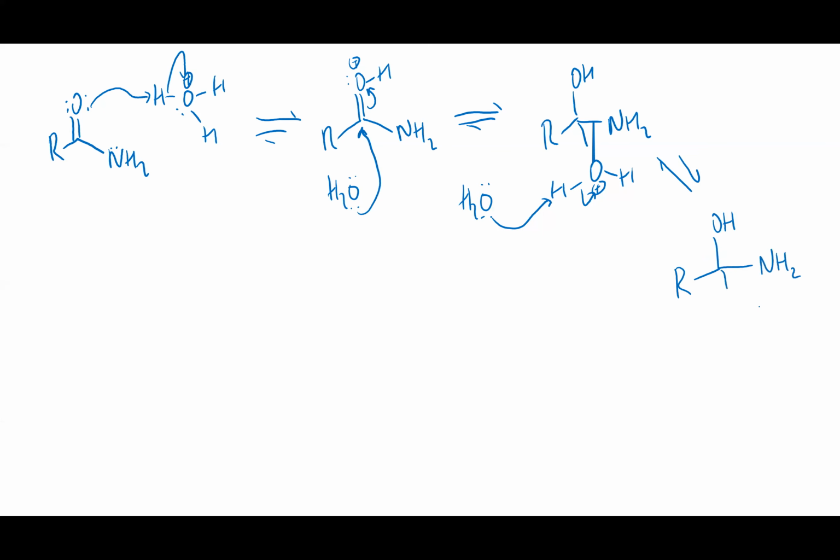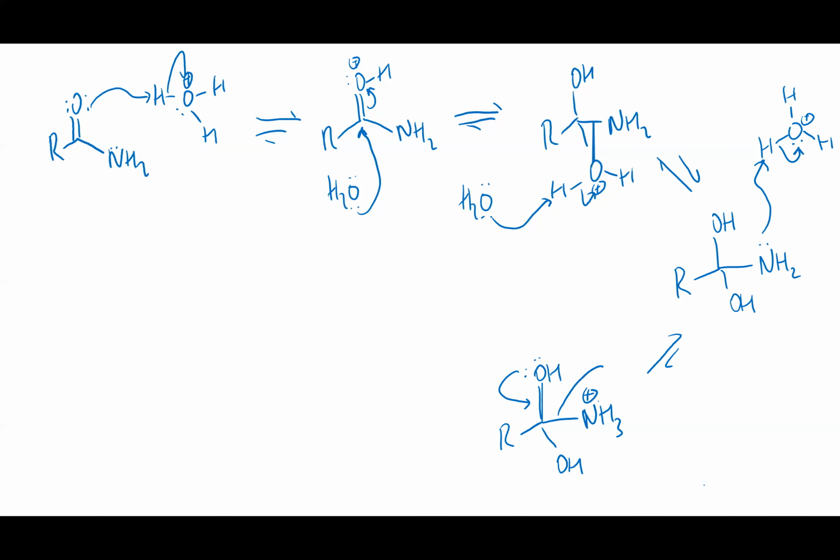So now we have this intermediate. We're going to protonate here. Our old friend, the hydronium ion. So here's our proton transfer. Now that's set up as a good leaving group. So we do reform the carbonyl and kick out the leaving group.